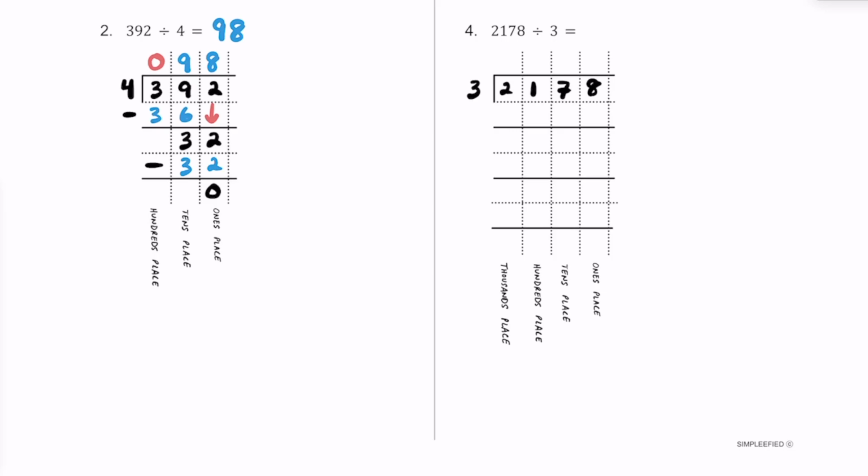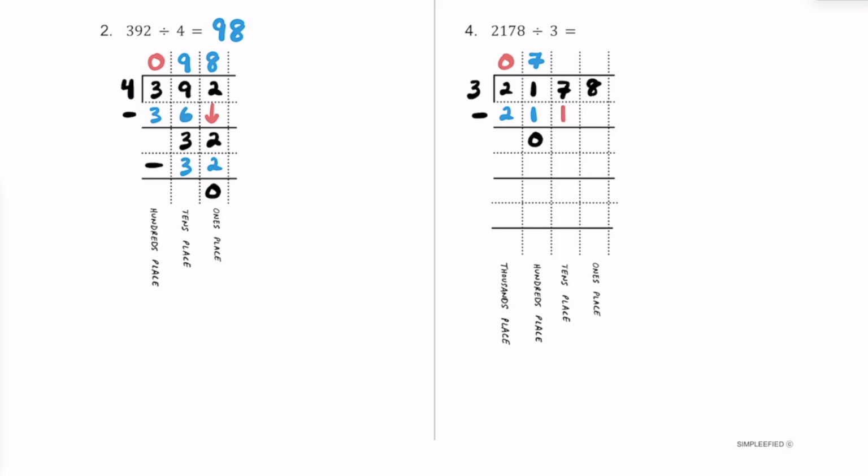So how many times does 3 fit into 2? It's bigger than it, so it fits in 0 times. How many times does 3 fit into 21? Well, 3 times 7 is exactly 21, so let's go ahead and put a 7 up here. So 7 times 3 is going to be exactly 21, so that actually went in perfectly, so the remainder here is going to be 0.